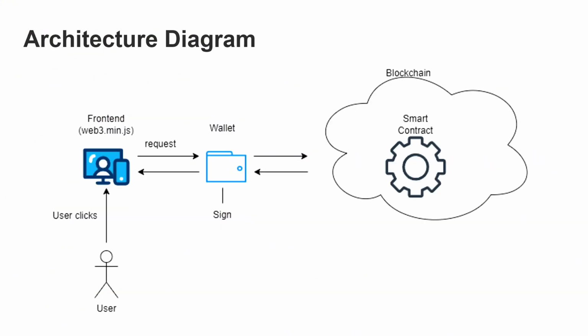Hi, I'm YingZi. Let's start with the system architecture. The workflow begins with the user interacting with the front end. However, it is important to note that the front end cannot write directly to the blockchain. Instead, it sends a signing request to the wallet. Here, the user must explicitly sign the transaction. This signature authorizes the action before it is broadcast to the blockchain to trigger a smart contract.